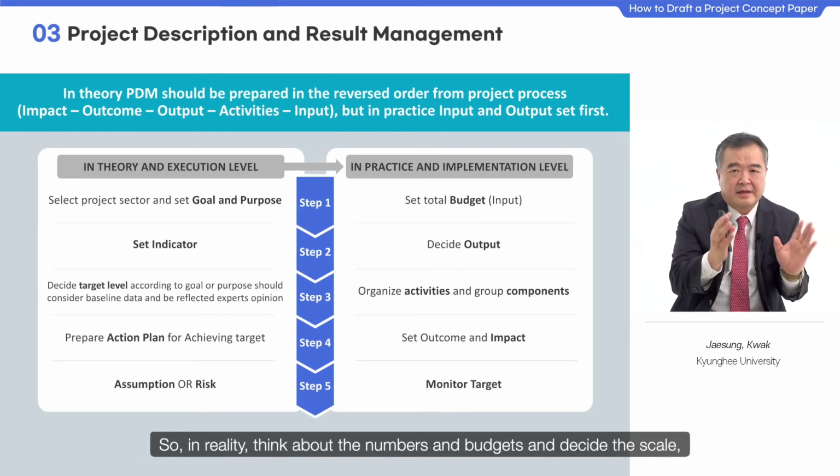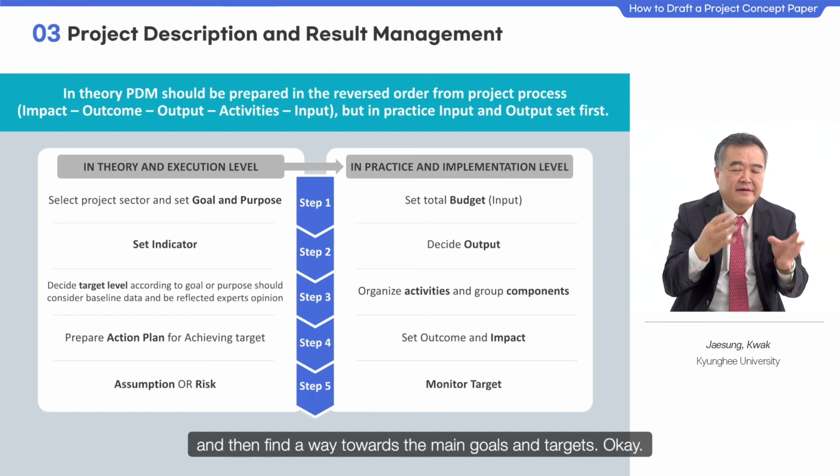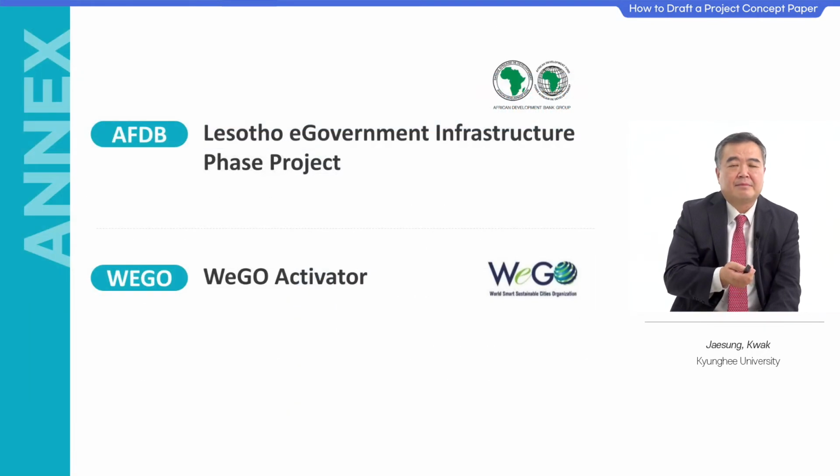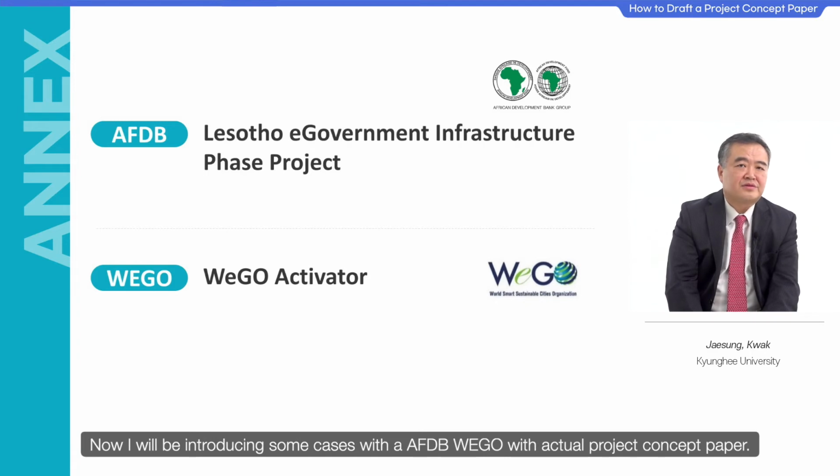So in reality, let's think about the numbers and budget and decide the scale, and then find the way towards the main goals and targets. Okay, that's the general theoretical introduction of drafting the project concept paper. Now I will be introducing some cases with AFDB as we go through the actual project concept paper.